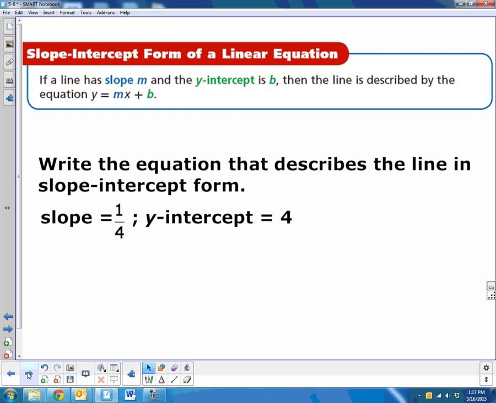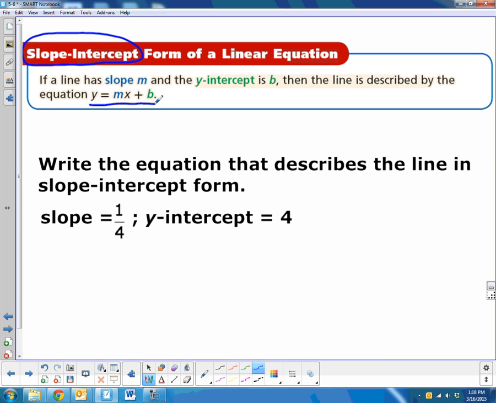Now, when we have our equation written in what's called slope-intercept form, we're given the slope and the intercept. That's nice. And so if you can write the linear equation in slope-intercept form, where it looks like this, y equals mx plus b. You are going to hear that a lot. You are going to know it. You are going to love it. y equals mx plus b.